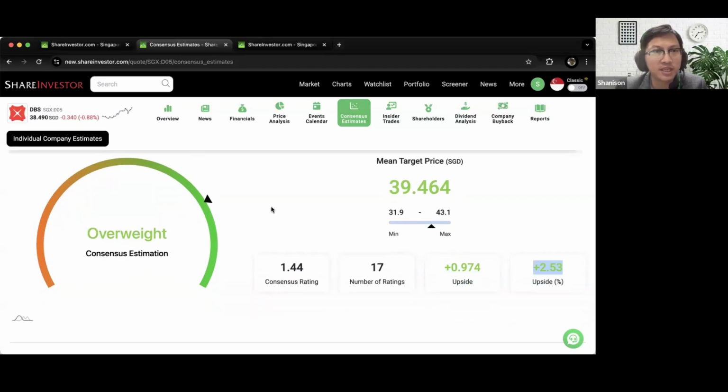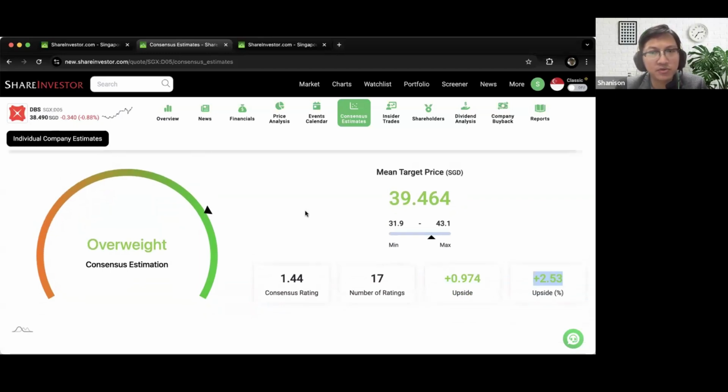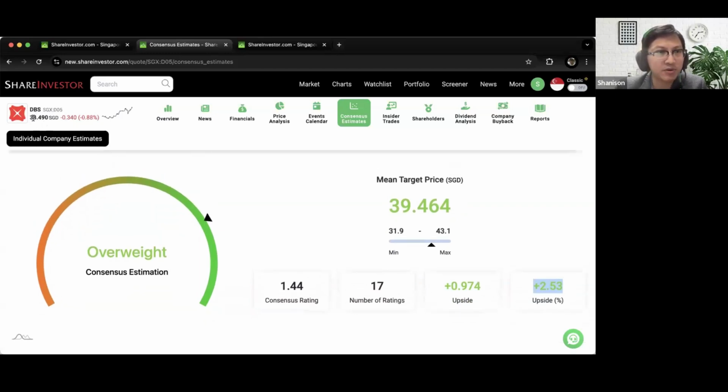So again, let's use this DBS example. Right now, the current price is 38.49. And the mean target price, which is the average target price from all the research reports, 17 of them, is 39.464. So if you use 39.464 minus 38.49, you get 0.974, which is the upside potential.